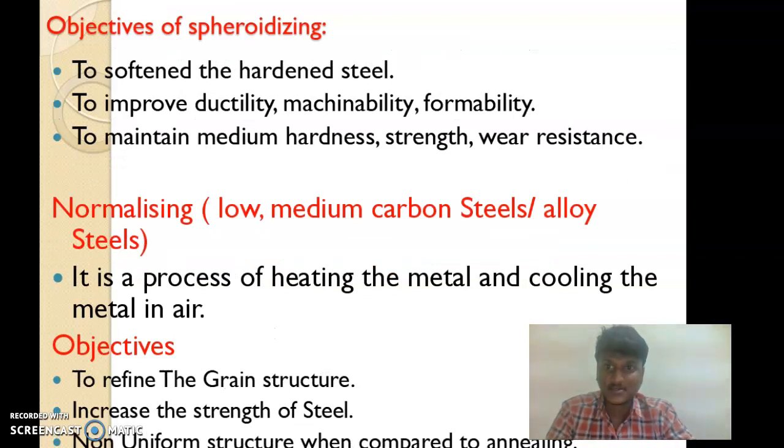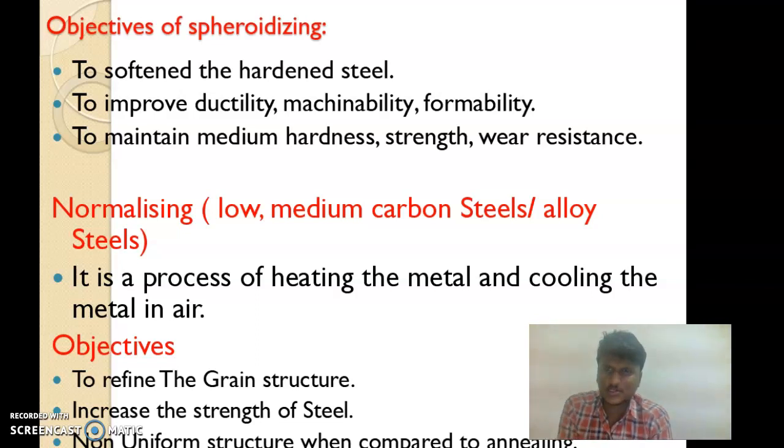Objectives of spheroidizing are to soften the hardened steel, to improve the ductility, machinability, and formability, and to obtain medium hardness, strength, and wear resistance. When the material has a spheroid structure and good ductility, it will also have a good property of machinability.